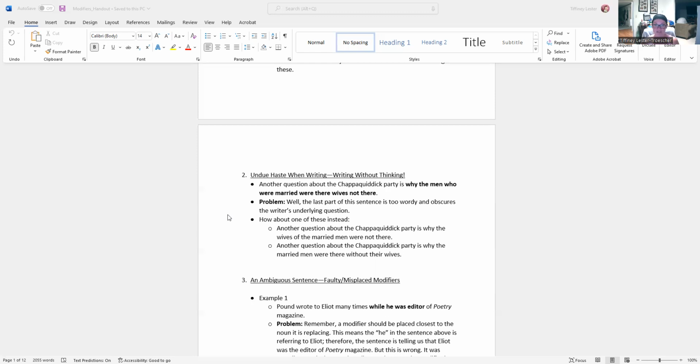The question is trying to get at, apparently there's this Chappaquiddick party. There are married men there, but apparently their wives were not there. So we need to clarify what we're actually asking. Another question about the Chappaquiddick party is why the wives of the married men were not there. Or another question about the Chappaquiddick party is why the married men were there without their wives.